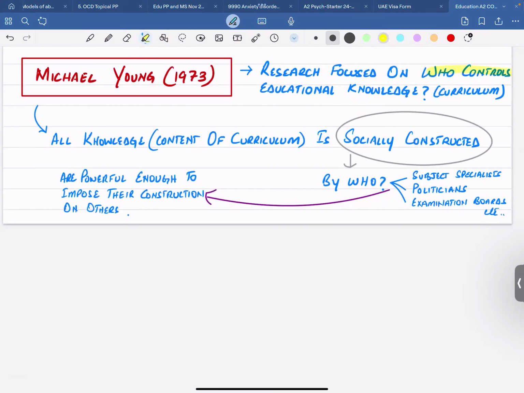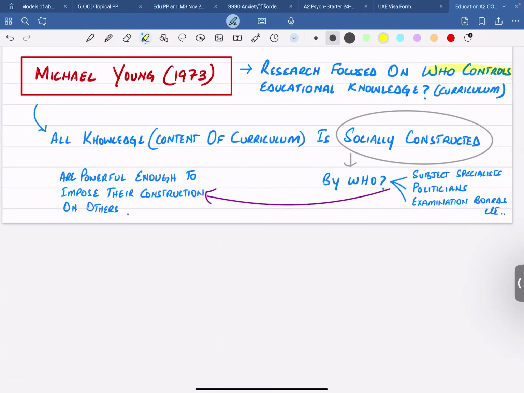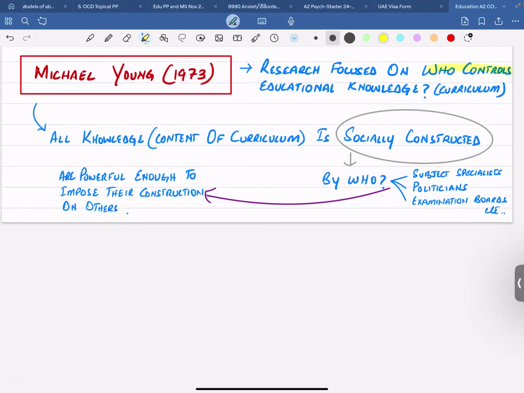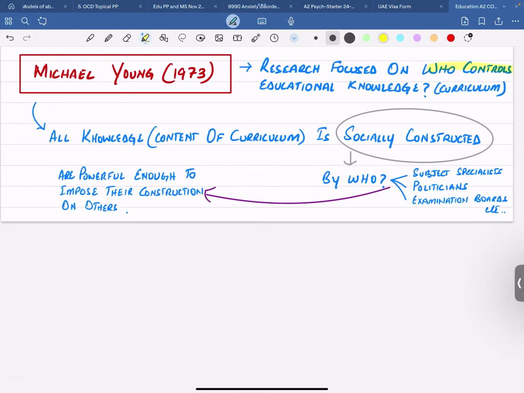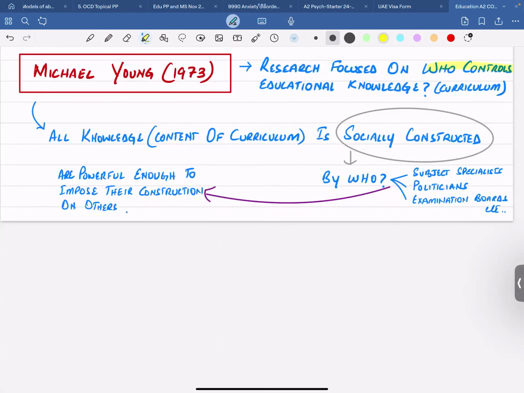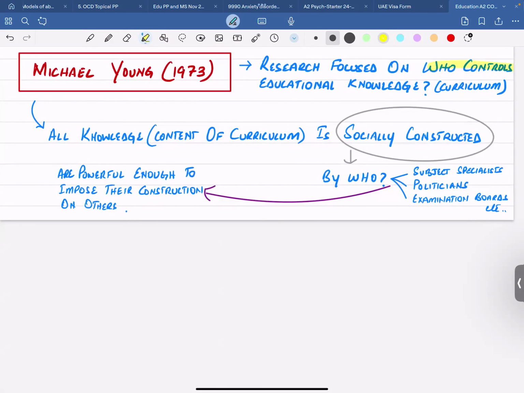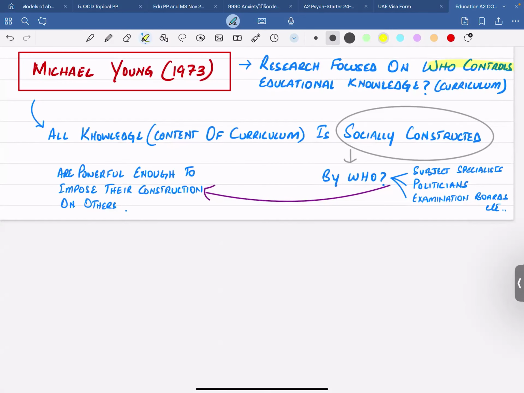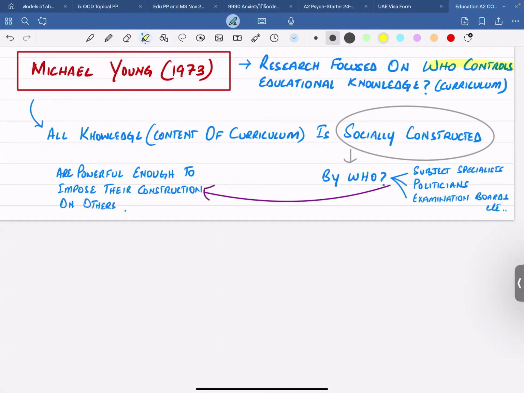And according to Michael Young, all knowledge, that is the curriculum that is taught to you at school, is a social construction. And when knowledge is a social construction, the powerful people have the power, position, and capacity to impose their construction on others. Or in other words, whatever these powerful people think is important, they would want that to be a part of the curriculum. Whatever they think should be a part of the syllabus, they would ensure that only that is a part of the syllabus.